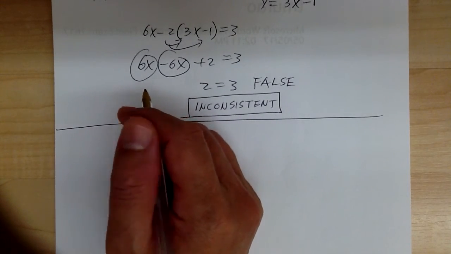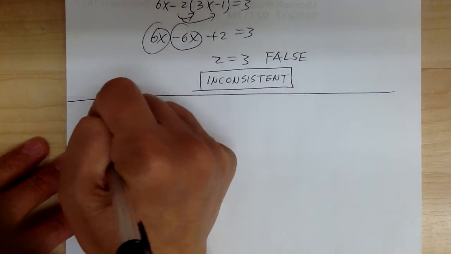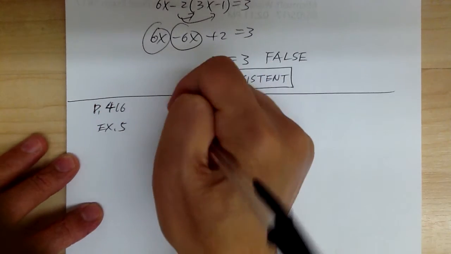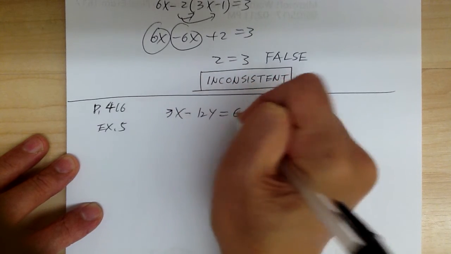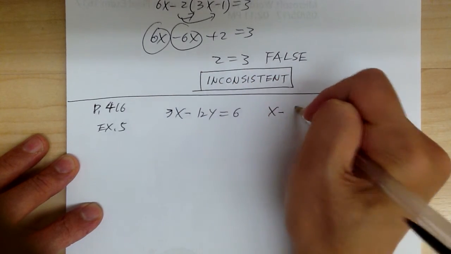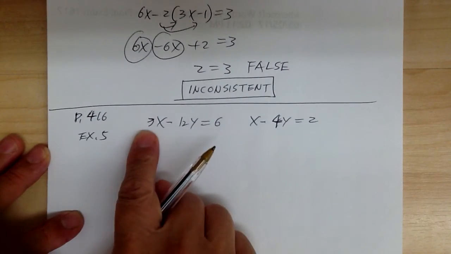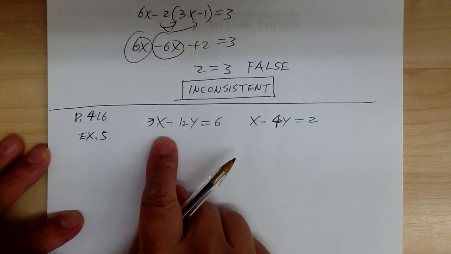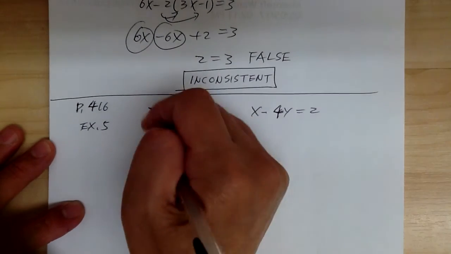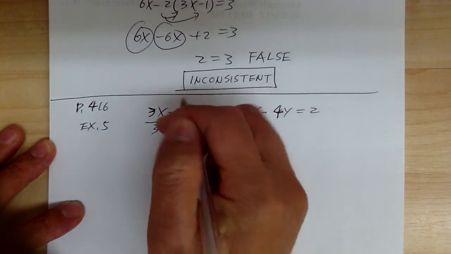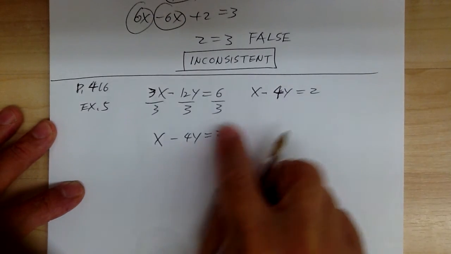let's go to example 5. So on page 416, example 5, you got two equations. You got 3x minus 12y equal to 6, and you have x minus 4y equal to 2. So again, notice this equation is a multiple of 3. So I'm going to divide by 3 to lower my equation. Okay, I'm going to divide this by 3 to lower my equation, easier to deal with, right? So you get x minus 4y equal to 2. So right away, you can see they're identical.